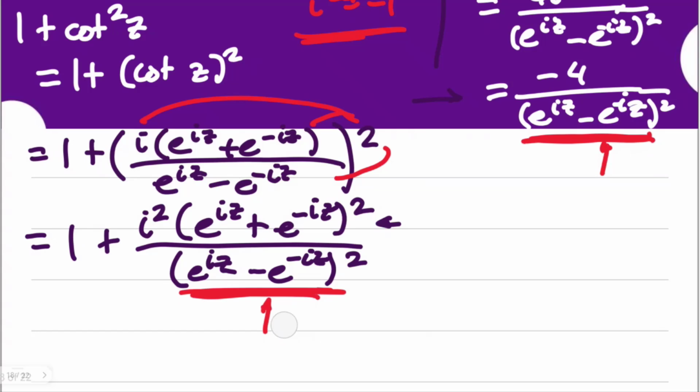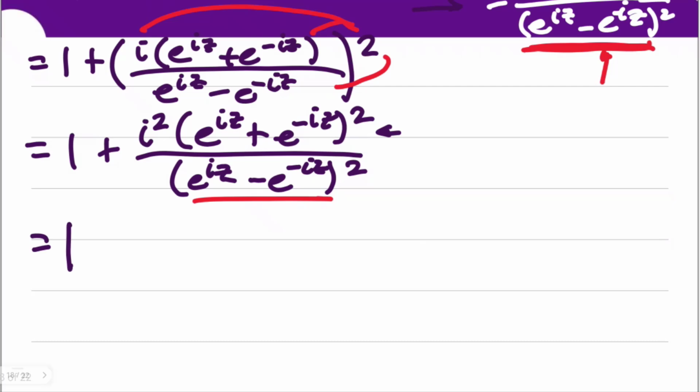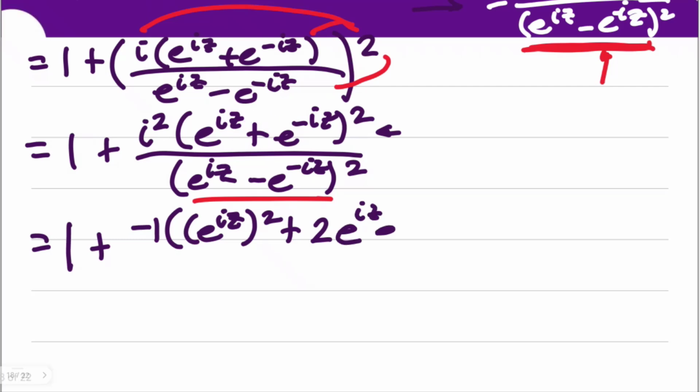So by leaving the denominator as it is, what will happen for our numerator is this. It's still a big 1 plus negative, i squared is now negative 1, right? Times, now expanding our numerator. Take note, it's a square of a binomial expression. So it's actually equivalent to the square of the first term, plus twice the product of the two terms, and plus the square of the second term, e to the power of negative iz, and you square that. All of this will still be multiplied with negative 1. Okay, take note of that.